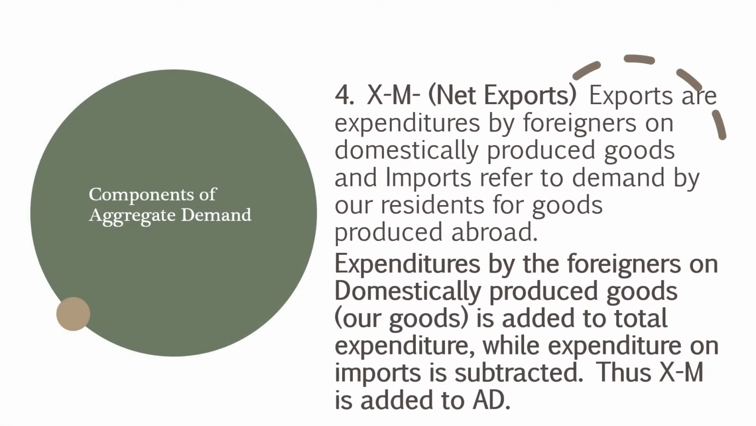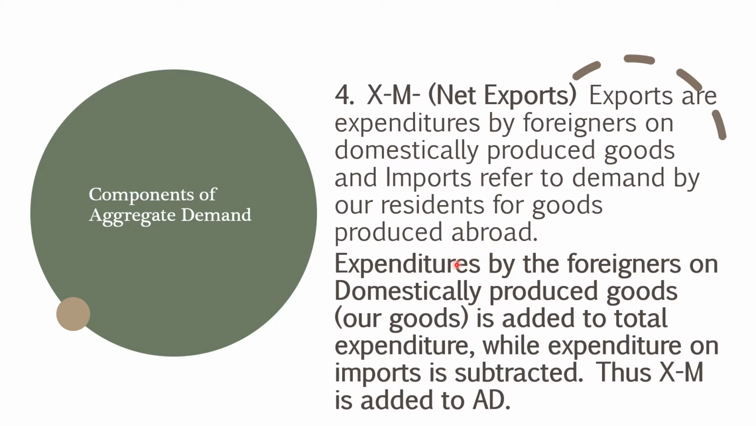Then we have the fourth component of aggregate demand, that is net exports. How do we find net exports? We subtract the value of imports from the value of exports to derive net exports. Let's break it up and understand better. Exports are expenditures by foreigners on domestically produced goods, or our goods produced by our country. And what are imports? Imports refer to demand by our residents for goods that are produced abroad by foreigners or the rest of the world.